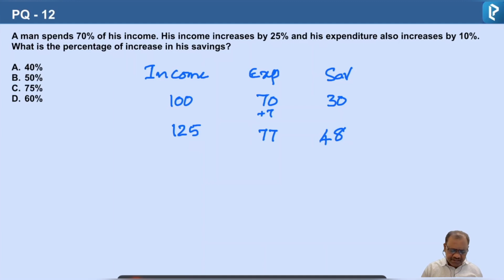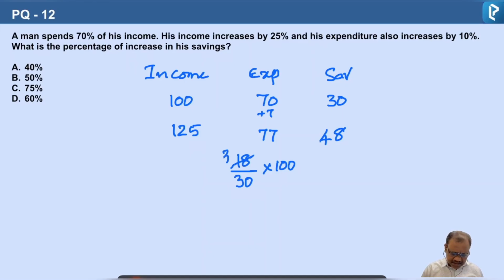Initially it was 30, it has become 48. So what is the difference here? 18 is the difference. So 18 is what percentage of 30? How much percentage is increased in savings? 18 is the increase on the original savings of 30. So multiply by 100, since we have to find the percentage.